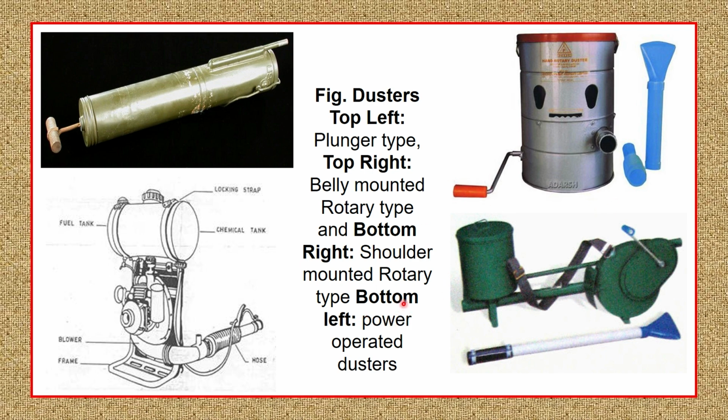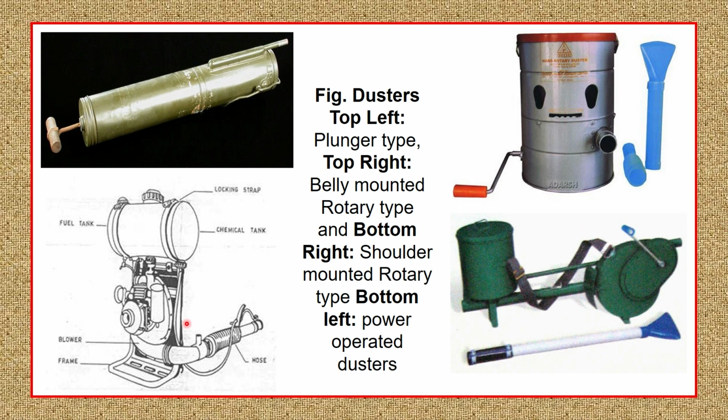The rotary type can also be shoulder mounted. In such cases, it looks like this. It is anchored onto the operator's shoulder, and in this tank chemical powder is stored, and here there is a rotor. If you operate this rotor, it sucks the air, and this air carries the particles of the chemical and discharges them through this delivery spout. As soon as that air comes out of the delivery spout, it also carries the chemical, and those solid chemical particles are deposited over the plant.